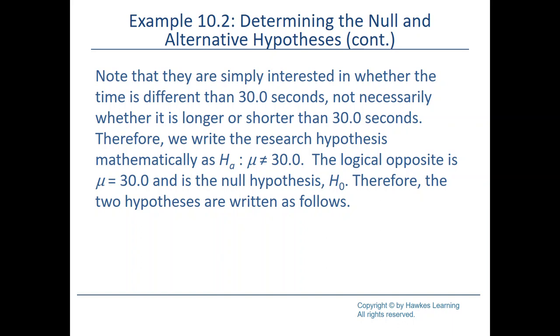I just said different. So our research hypothesis is basically that that average, that mean, is not equal to 30. So therefore the opposite of a not equal is an equal. So therefore my null hypothesis is going to be equal to 30. Again, writing both of them there. And again, they should always have those alternative symbols.